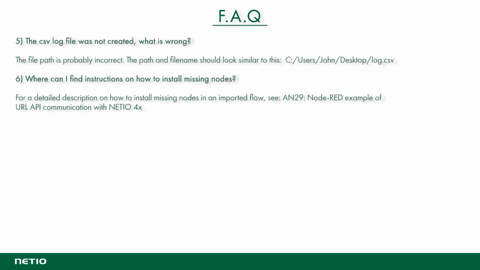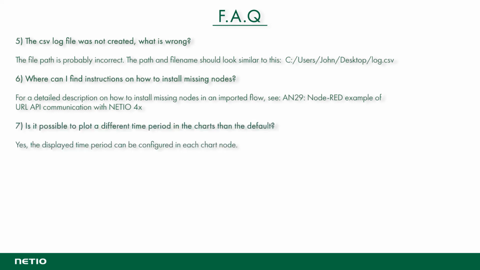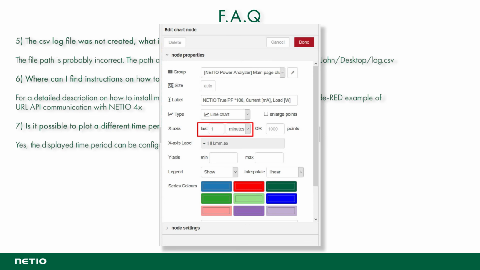Where can I find instructions on how to install missing nodes? For a detailed description on how to install missing nodes in an imported flow, see Application Note 29, Node-RED example of URL API communication with NETIO 4x. Is it possible to plot a different time period in the charts than the default? Yes, the displayed time period can be configured in each chart node.